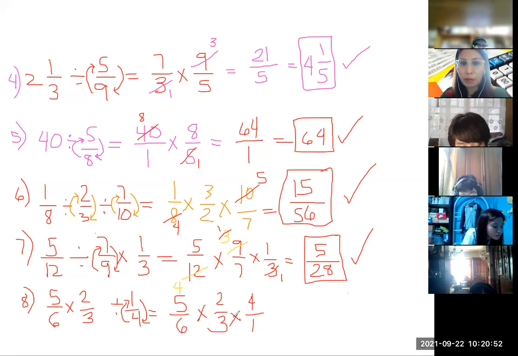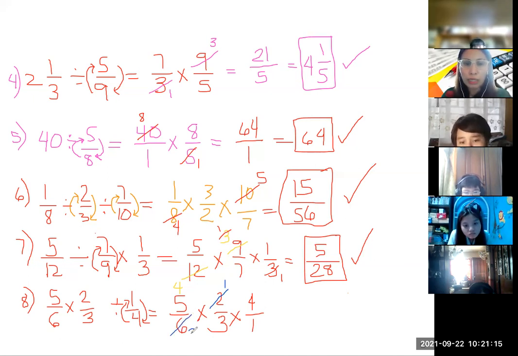So, let's check the numbers that can be simplified. This time it's 2 and 6, or 4 and 6. Only one of those. Let's simplify this one, 2 and 6. 2 divided by 2 is 1. 6 divided by 2 is 3.